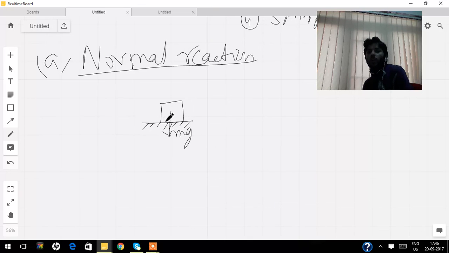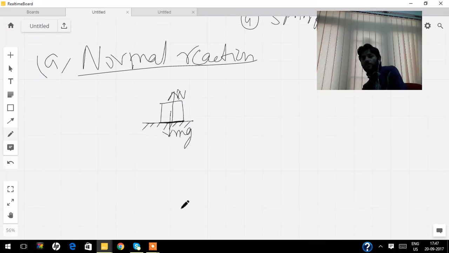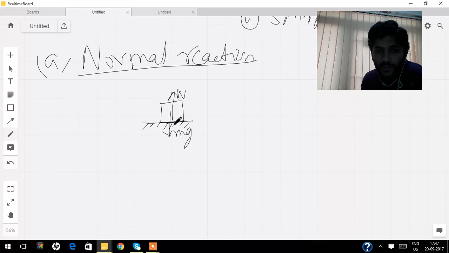Now which force is balancing this mg? If we see, this is the interface, the border or the boundary where the two bodies are in contact. At this contact, a force acts, and that force acts from the ground to the block. This force is called the normal reaction force. Now this normal reaction force is balancing the weight mg in this particular situation.